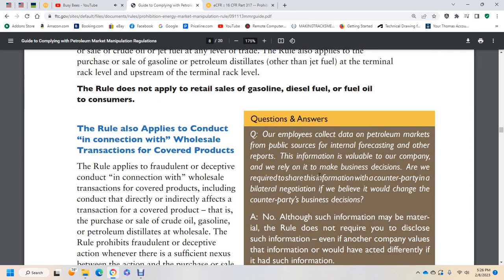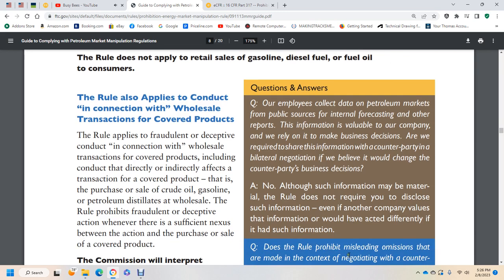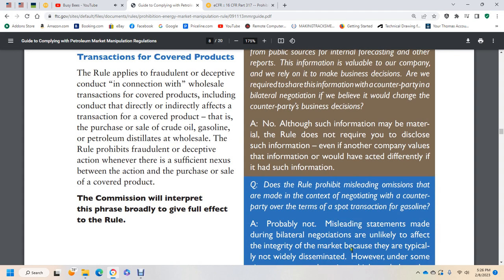Question: Our employees collect data on the petroleum market, public sources, and internal forecasting reports. Is the information our company values and relies on in making business decisions something we are required to share with a counterparty in a bilateral negotiation, if we believe it would change the counterparty's business decision? Answer: No. Although such information may be material, the rule does not require disclosure of the information, even if the company values the information and it would affect the counterparty's decision.